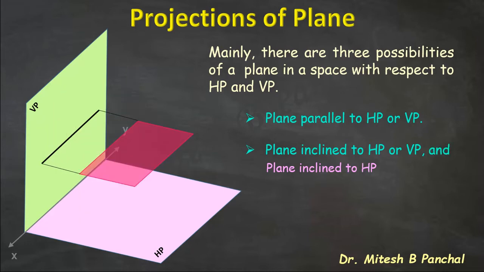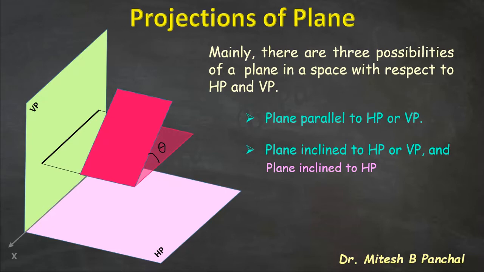Now we will consider the plane inclined to HP. So here the plane is parallel to HP. Now we are giving inclination to this plane with respect to HP. So this particular angle is nothing but the angle theta. This angle theta is the inclination of the plane with HP.